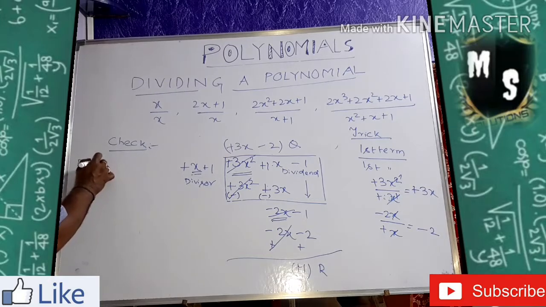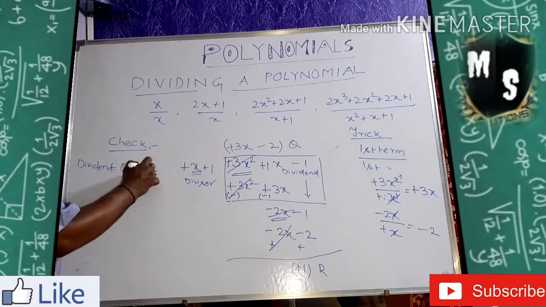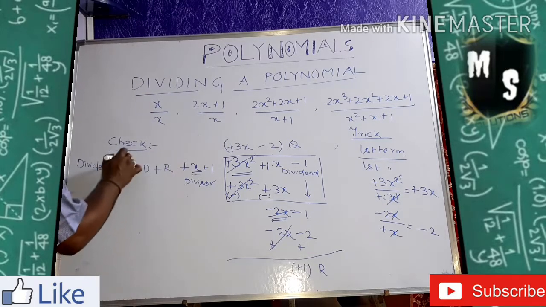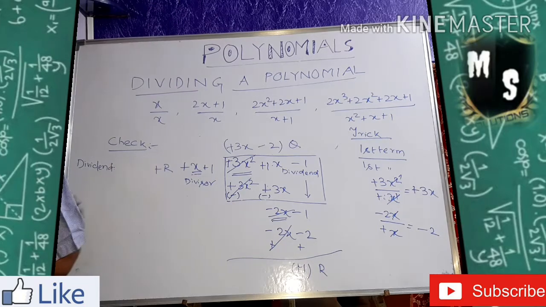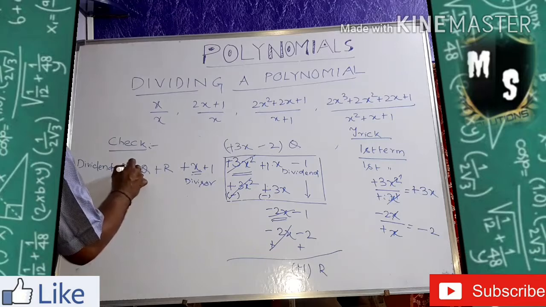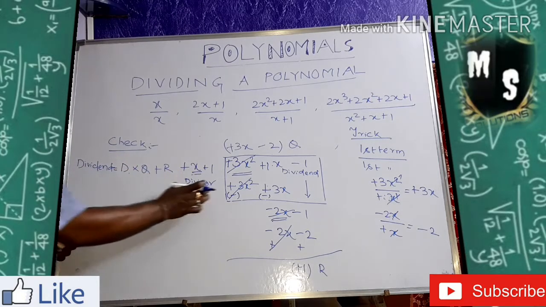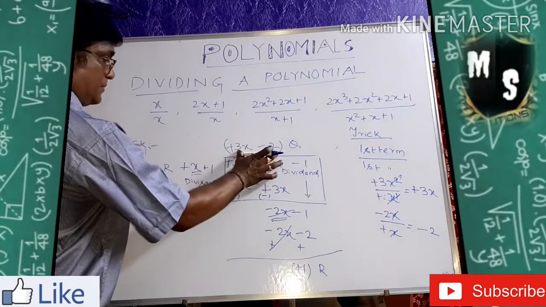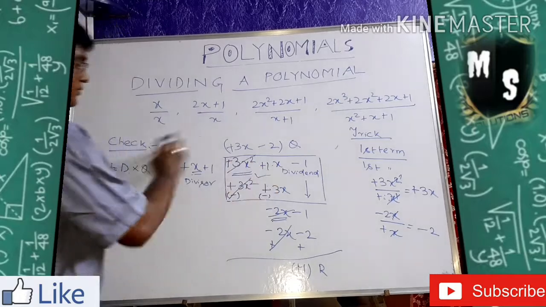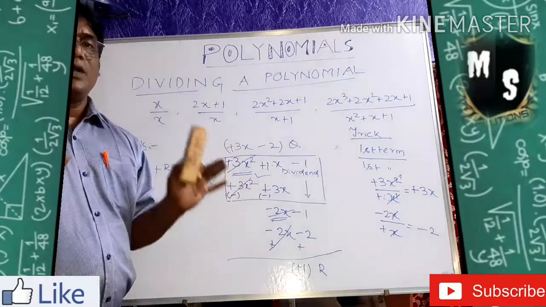Dividend is equal to quotient into divisor plus remainder. Clear? Or you can say D into Q. Divisor into quotient also you can say. Divisor into quotient plus remainder. Okay. So dividend equals divisor into quotient plus remainder. What is the divisor here? x plus 1 into 3x minus 2 plus 1. If it is giving your dividend, then your total sum is absolutely right. So that is the check for your answer.